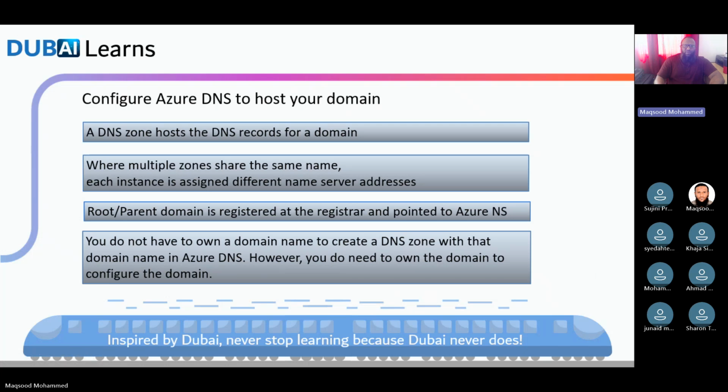Configure Azure DNS to host your domain. You can do that. A DNS zone hosts the DNS records for a domain. Where multiple zones share the same name, each instance is assigned different names.